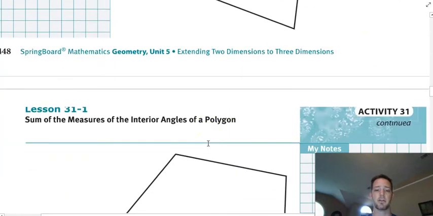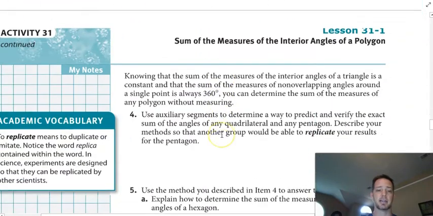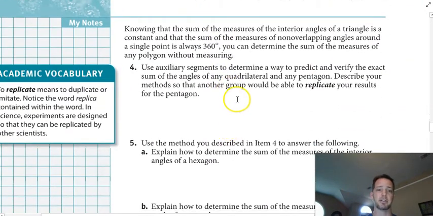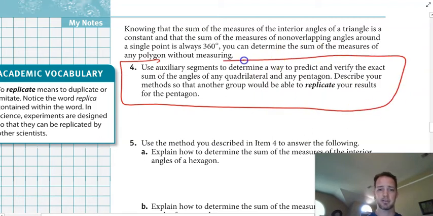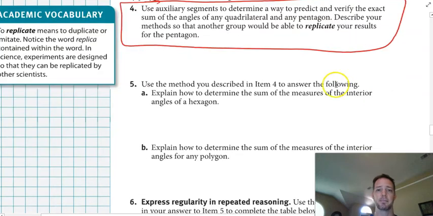Okay, so then scrolling down, let's look at the 4th page on here. Use auxiliary segments to determine a way. So this right here is the instruction that's going to help us start to do the formula. To measure, or to predict and verify the exact sum of the angles of any quadrilateral and any pentagon, describe your method. Okay, so up here it says use what we know about triangles. All right, let's do that.